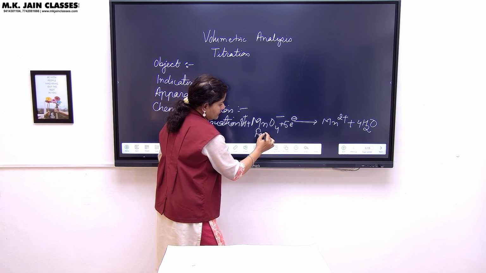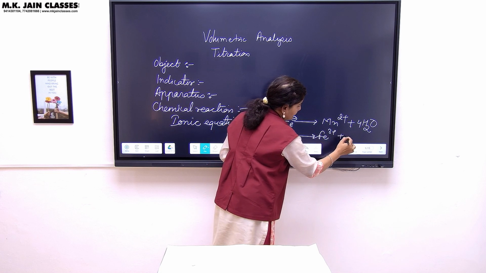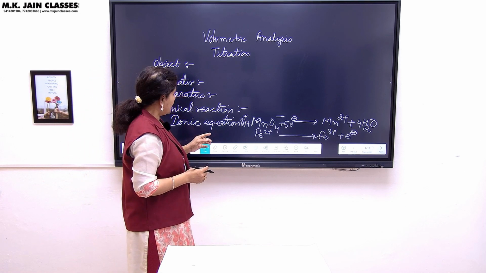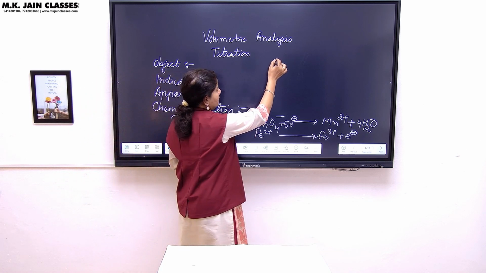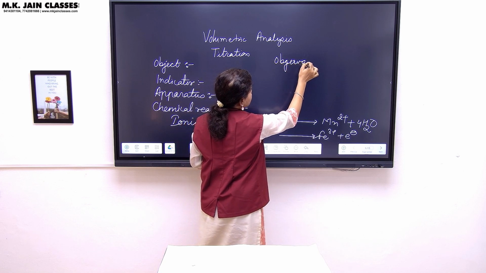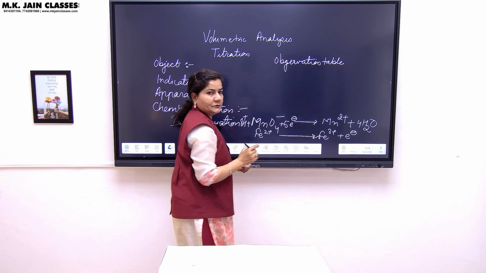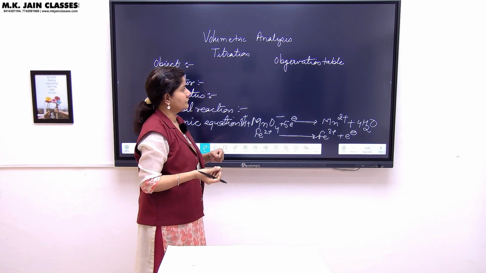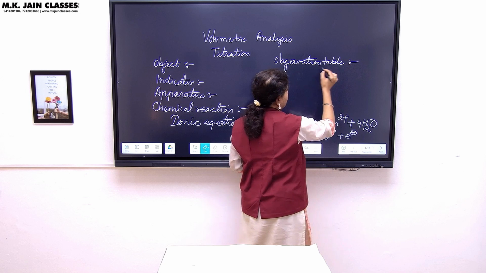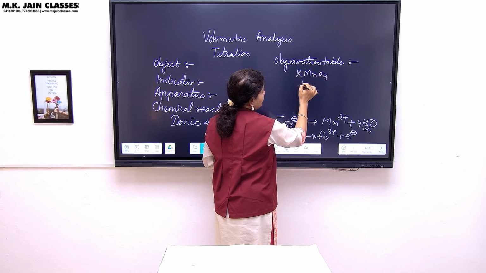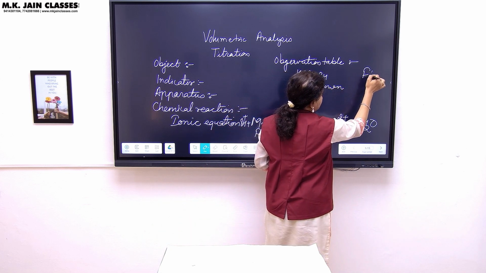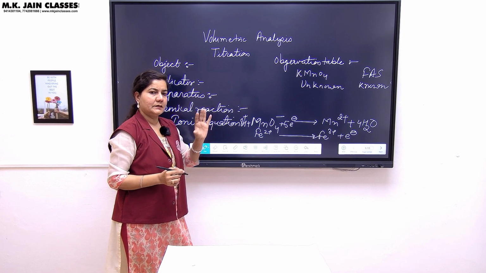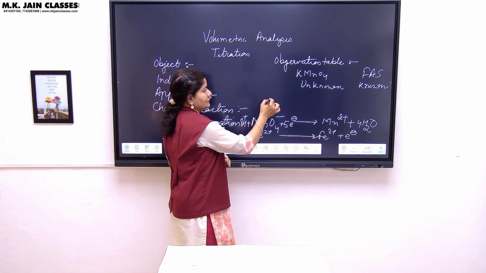Next, the ferrous ammonium sulfate converts into the ferric ion by losing an electron. So this is the ionic equation for the KMnO4 and ferrous ammonium sulfate titration. After writing this ionic equation, we have to consider the observation table. In the observation table, we write the reading of the burette and what volume we consider in the pipette. We write all the things in the observation table, about the unknown KMnO4 and the known concentration of ferrous ammonium sulfate, and use this observation table for the calculation.